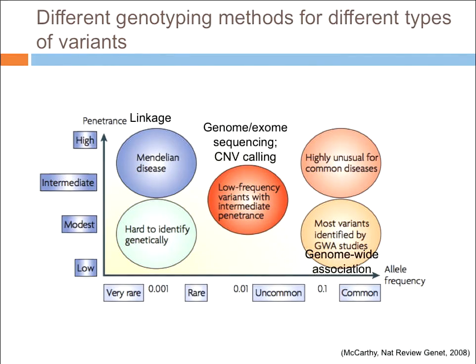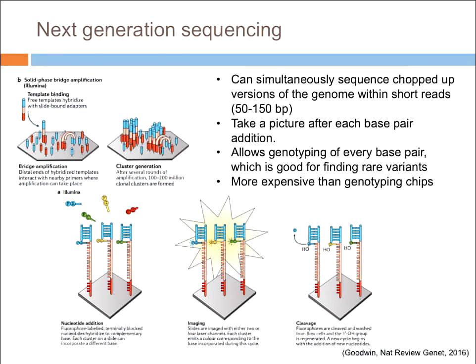Okay, so now I've talked about Mendelian diseases and genome-wide associations. Now talking about this sort of newer field, where we do genome or exome sequencing or CNV calling from genotyping chips. And so this is, again, to detect low-frequency variants with intermediate penetrance. So the main way of doing this is using what's called next-generation sequencing or short-read sequencing.